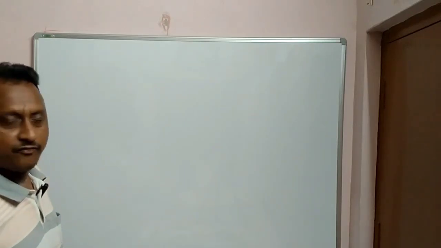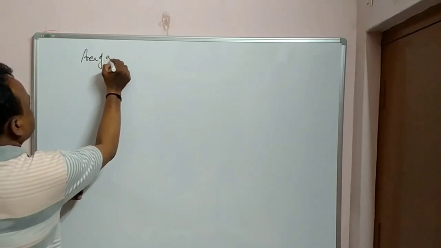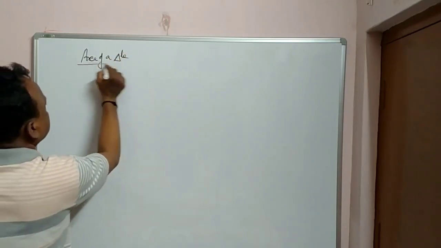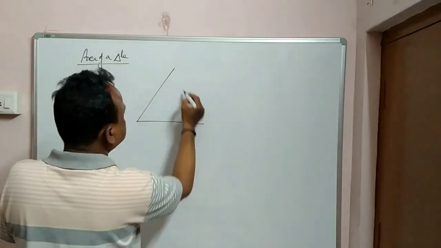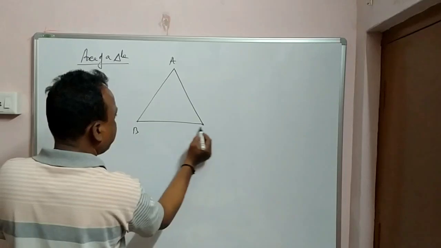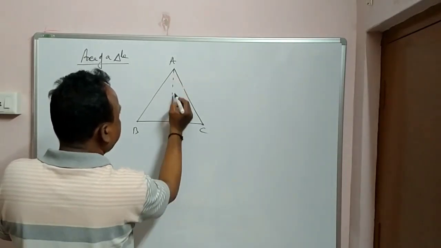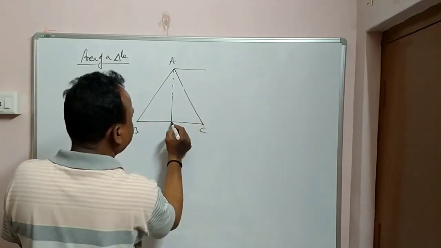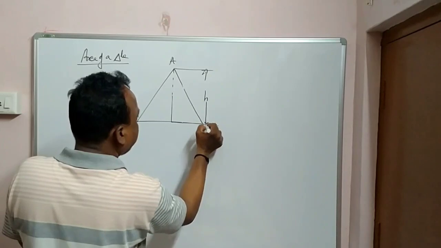Okay, let us see now how to find the area of a triangle. We all know from geometry, this is a triangle, for example A, B, C. And this is the altitude, the height. Let this height be H.